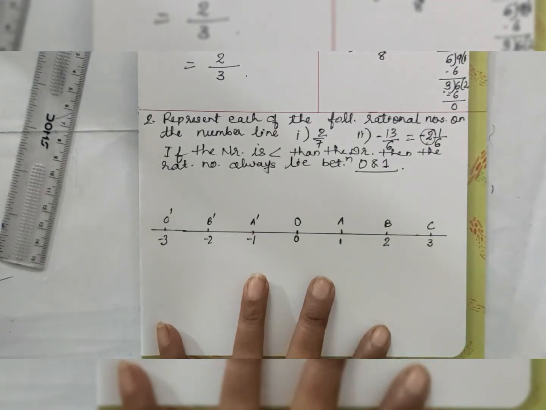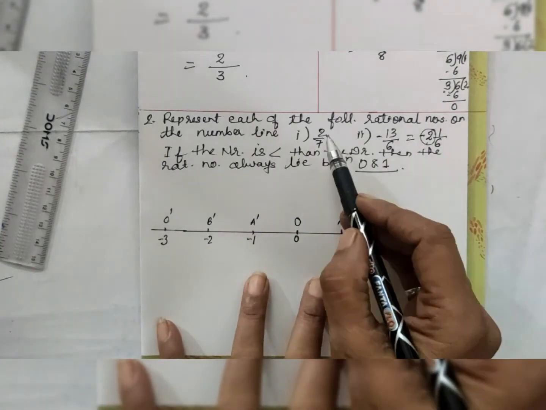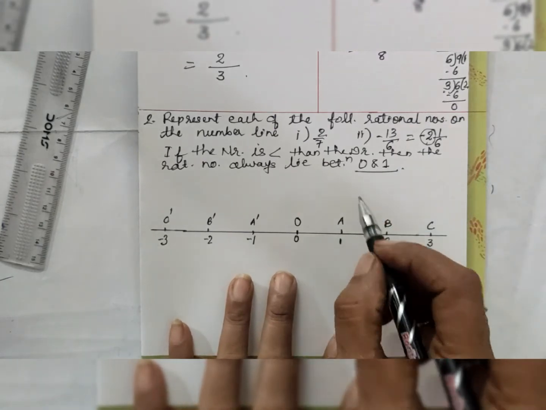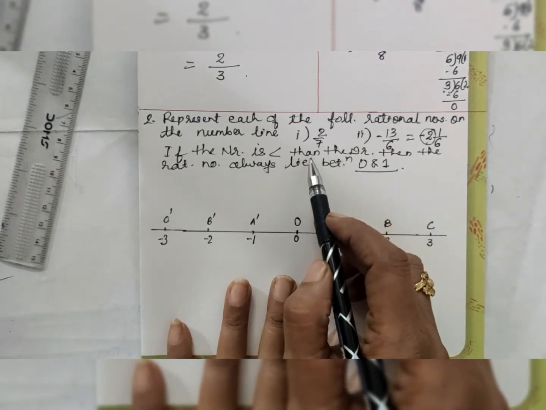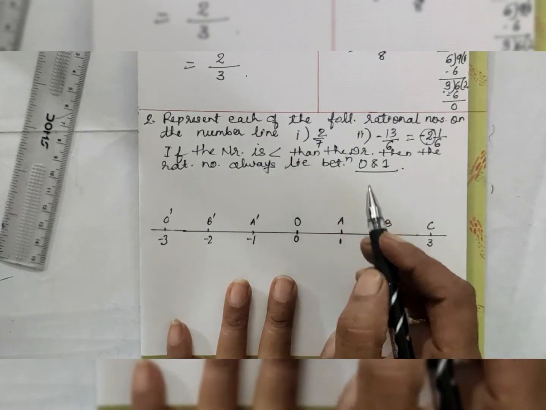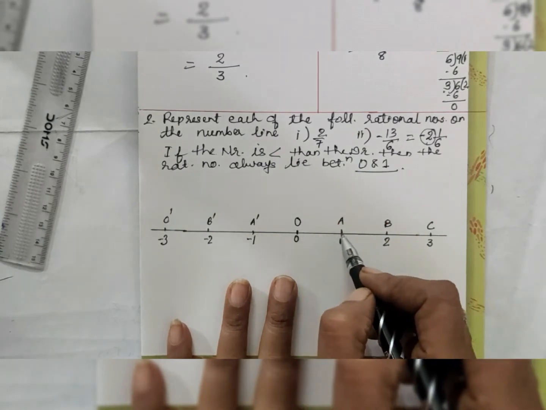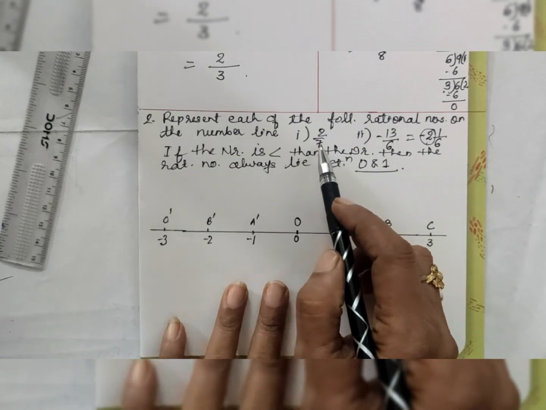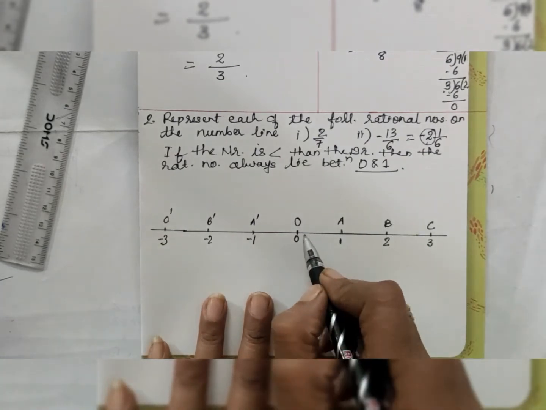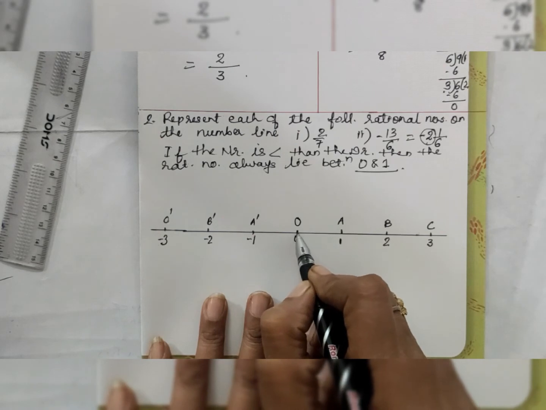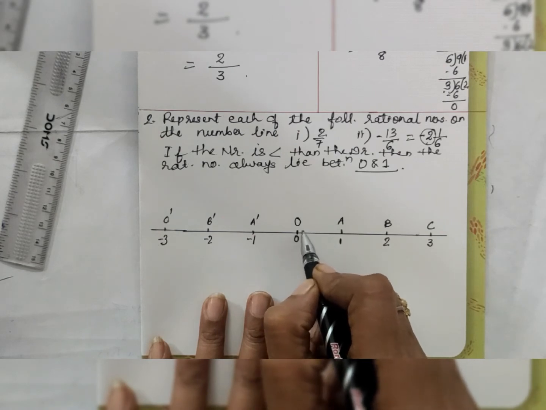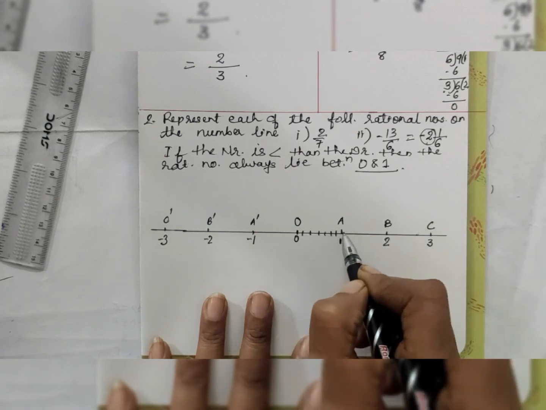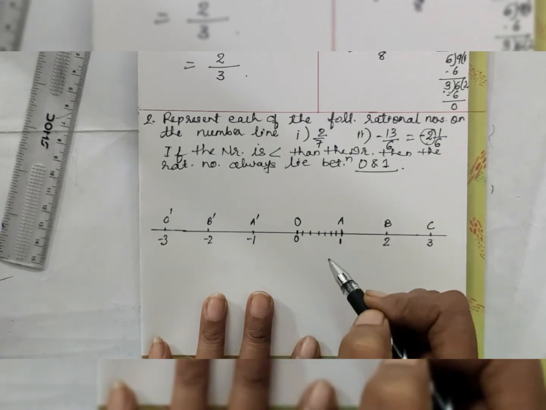Now let's see how to represent it. As 2 by 7 lies between 0 and 1, this is 0 and 1. What is the denominator here? 7. So you have to divide this OA into how many equal parts? Into 7 equal parts. So let's divide into 7. This you will not count as 1. This will be 1, 2, 3, 4, 5, 6, and this will be 7, which is already there.